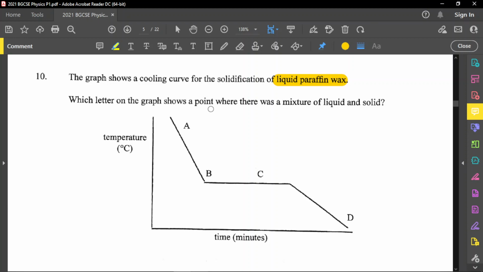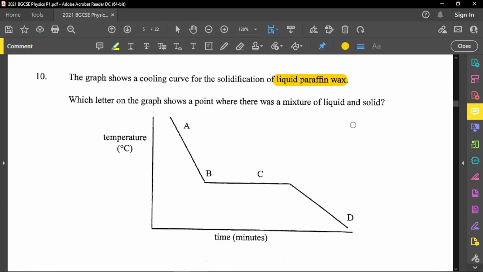So you need to know the physical state of the substance whenever you're talking about a cooling curve or heating curve. That's very important. So here you're asking now, which letter on the graph shows a point where there was a mixture of liquid and solid. And so liquid and solid is when the temperature is actually the same.